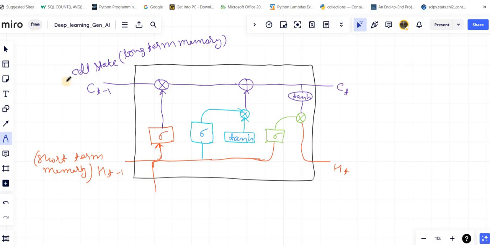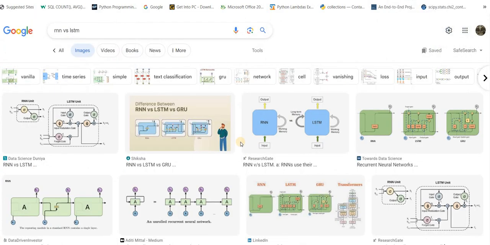Okay. So as you can see my screen, this is the entire architecture of LSTM. I will go through it one by one. I just wanted to show how the LSTM looks. First, let me show you the difference between LSTM and RNN, the two diagrams.